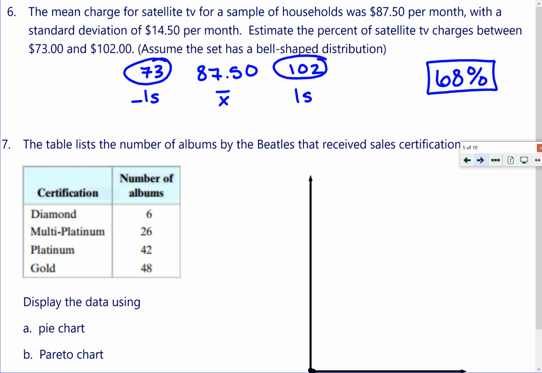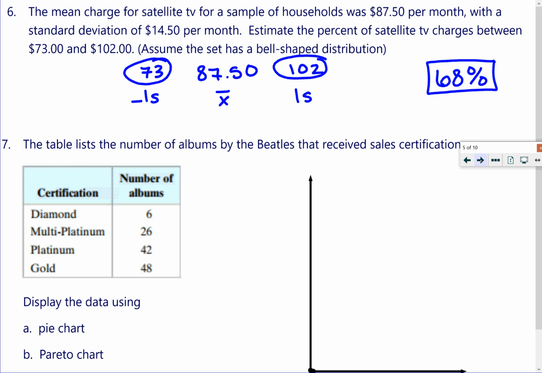Okay, so this is another empirical rule problem. Again, the fact that they're telling you it's bell-shaped is a hint. So it says the mean charge for a satellite TV for a sample of households was $87.50 per month with a standard deviation of $14.50 per month. Estimate the percent of charges that are between 73 and 102.